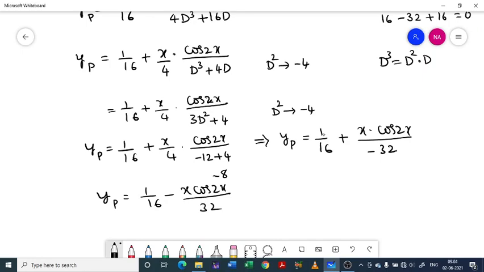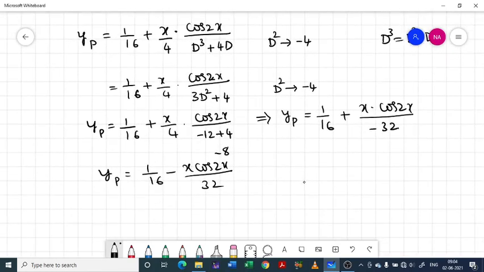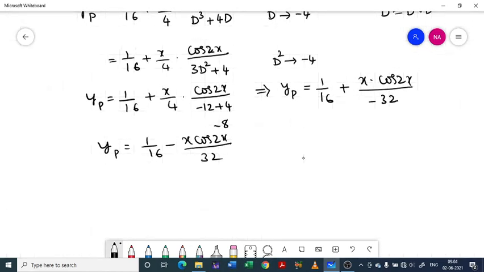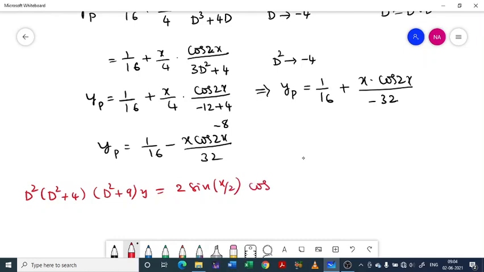Hence, anyway, you can write the general solution. So with this, we have discussed problems on homogeneous equations of type 2. There is one problem I will mention here. Try to solve this on your own. D square times of d square plus 4 plus d square plus 9 into y equal to 2 sin of x by 2. It's an exercise problem. Try to obtain the solution.